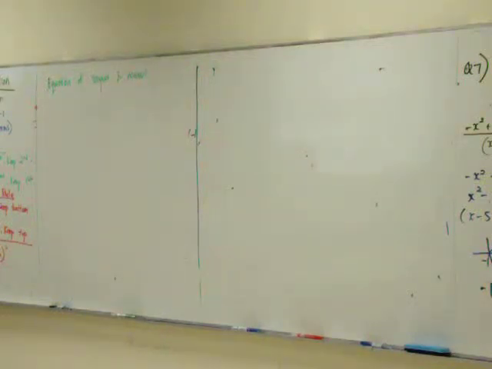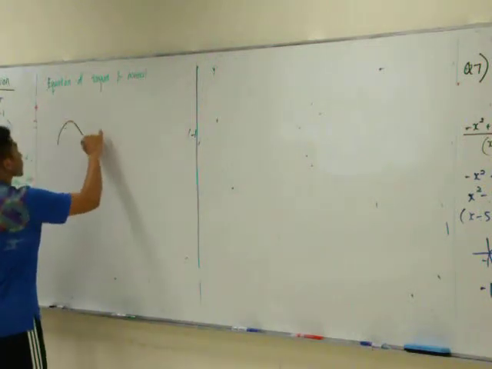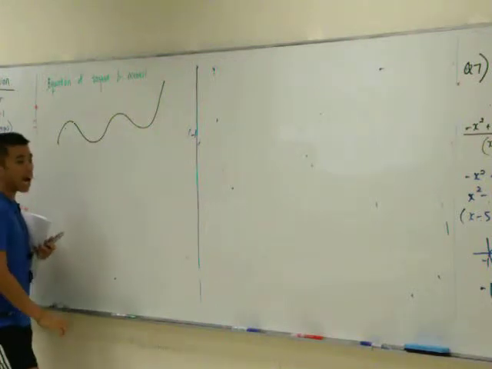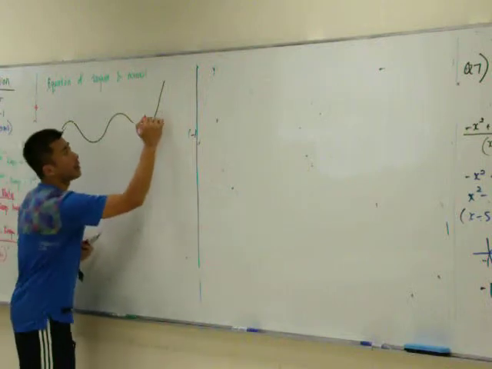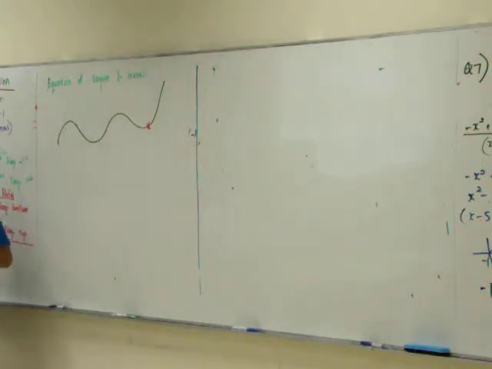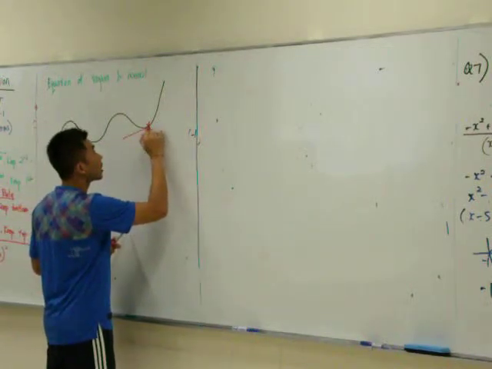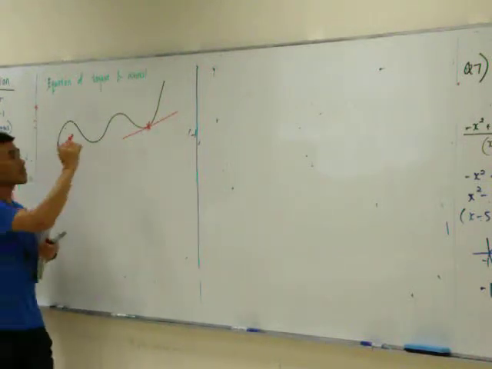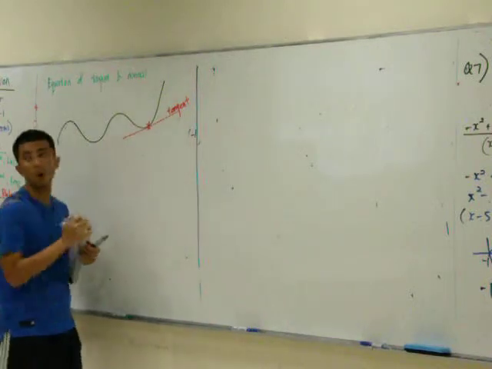Okay, let us recap. I can have any curve. If I want to find a tangent to a particular point, let's say this is the tangent to a particular point. In E-Math, you have done it before. You will draw a line. Agree? This is the line that is tangent to the curve at this point.